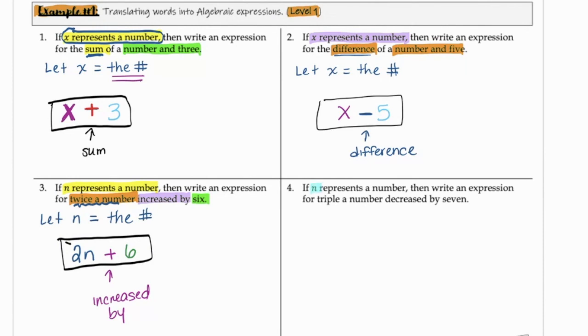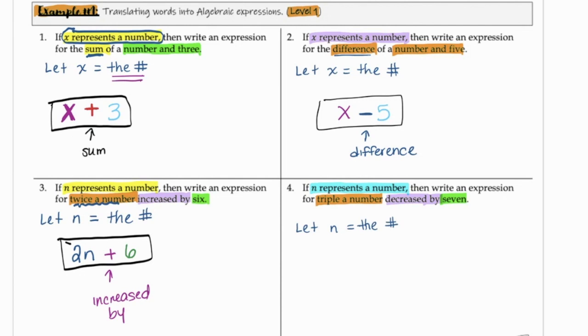Last one, n represents a number. Then write an expression for triple a number, decreased by 7. Okay, so I read it once, I'm going to read it again. Let n represent a number, then write an expression for triple a number, decreased by 7. So first thing, our easy part, let n equal the number. Make sure you have that on your paper. You will lose a point if you don't.